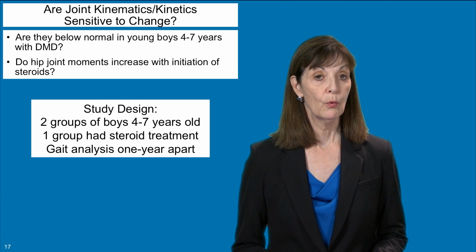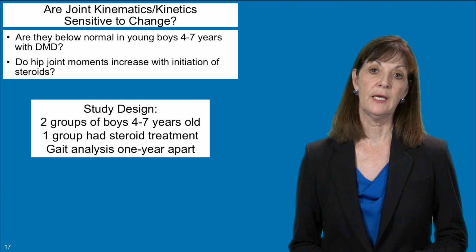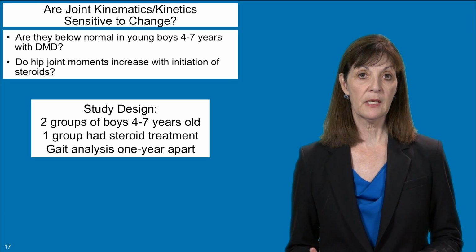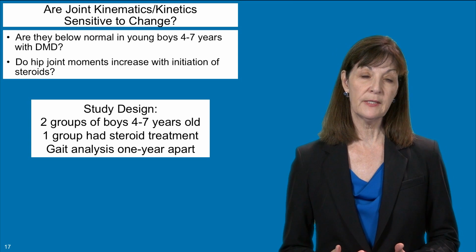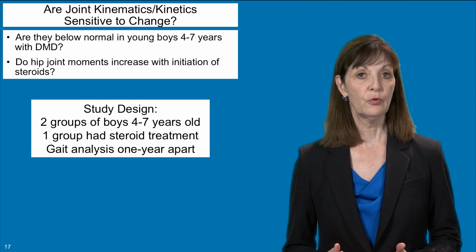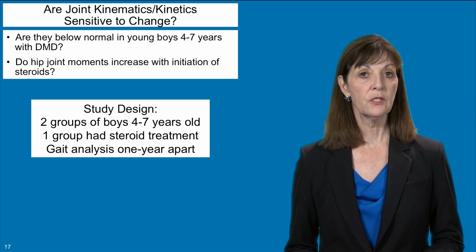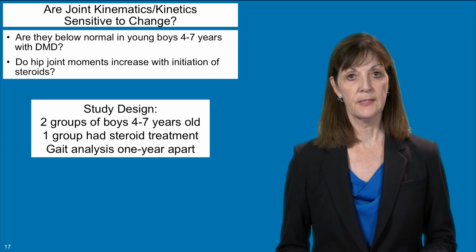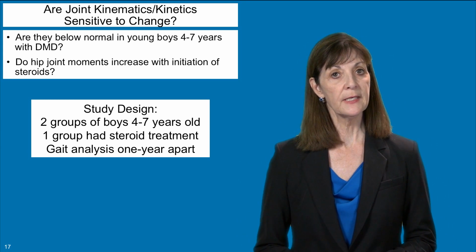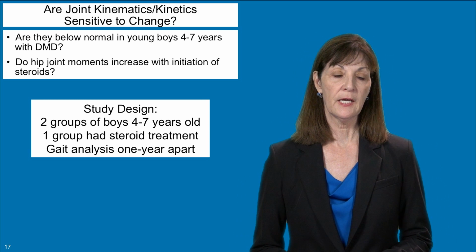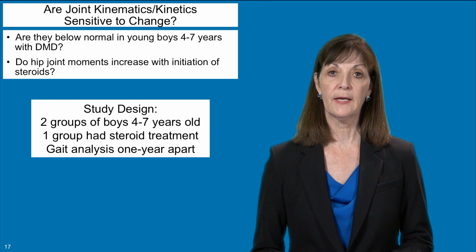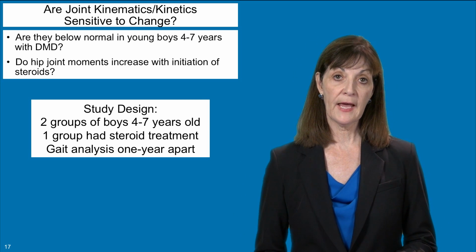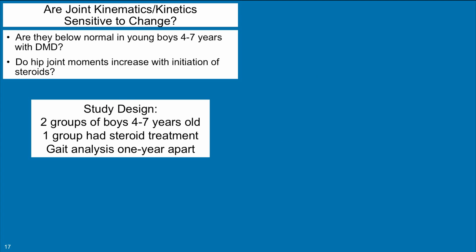We wanted to know, were these joint moments below normal in young boys 4 to 7? And also, what if they had a treatment? So boys tend to receive steroids for the first time between the ages of 4 and 7. So we wanted to know, if we just looked at naturally when the boy went on steroids, would we see an increase in hip joint moments with treatment? So our study design was that we had 2 groups of boys in this age group, and we had a control group that had not yet gone on steroids, and a group of boys who we measured before and after the onset of steroid treatment.